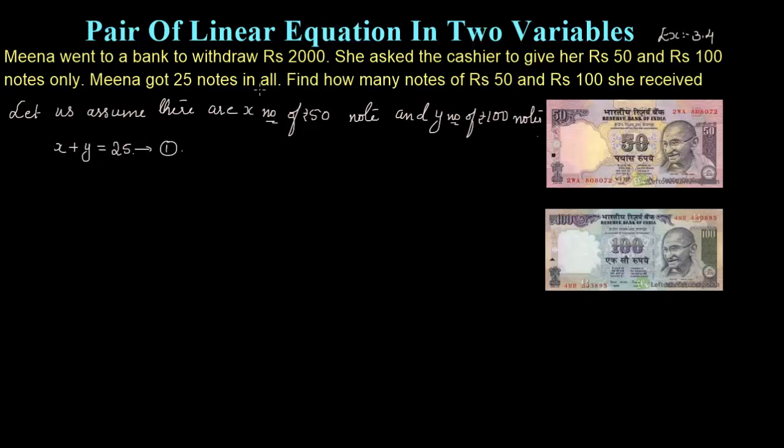Now the second equation, how do you get it? You know that there are X number of 50 rupees notes, so this is the way you will write: 50 into how many notes of 50 are there? We don't know. We will consider it as X, plus 100 into Y. We don't know how many notes of 100 rupees there are. So we will multiply 100 into Y is equal to the total she has received, 2000. So now this is your second equation.